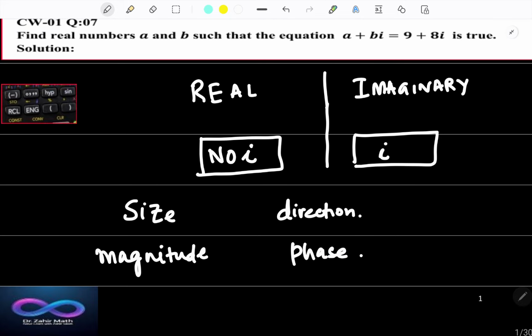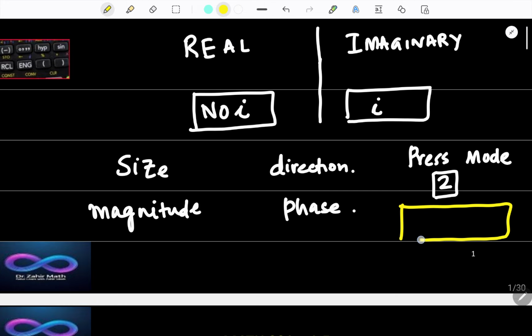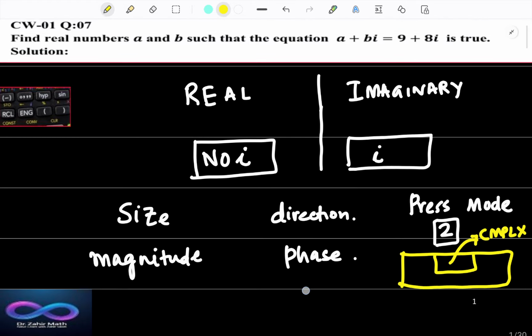Take your calculator, all of you. Please press mode, then press number 2. The screen will show CMPLX. If it comes on the screen, then you are ready to use complex mode. If you want to get i in the calculator, you have to use this mode.